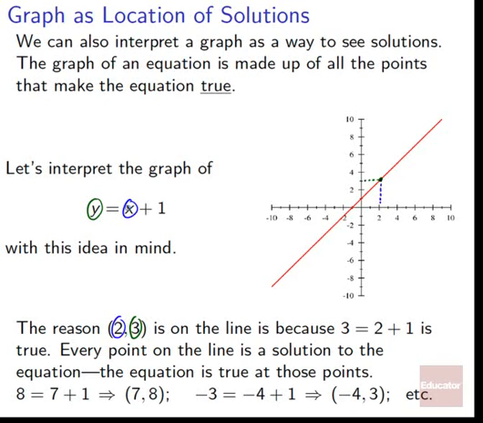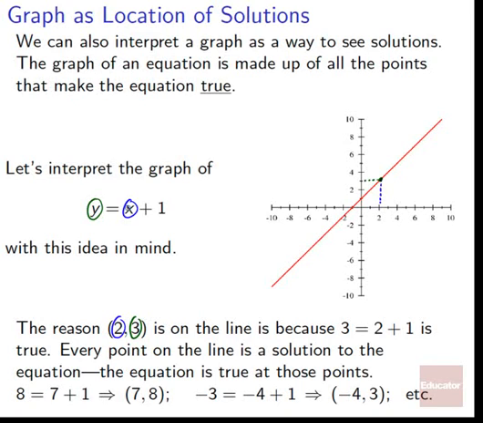If we set that up as an equation, 3 equals 2 plus 1, yeah, that's actually true. 3 does equal 2 plus 1. So because 3 equals 2 plus 1, it's true, it gets to be on the graph. (2, 3) gets to be on the graph because the equation that would connect to that, 3 equals 2 plus 1, is a true equation. Every point on the line is a solution to the equation. It's all of the true points, all of the points that would make the equation true.